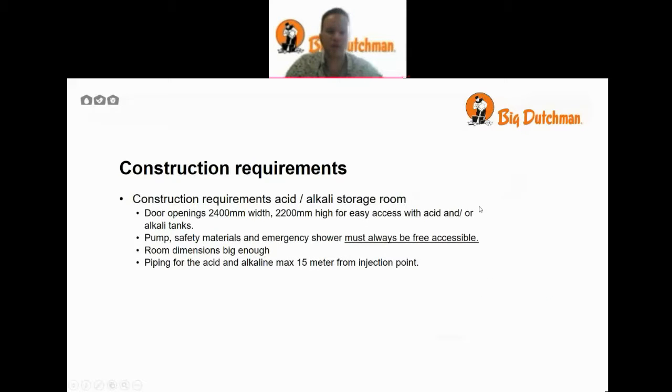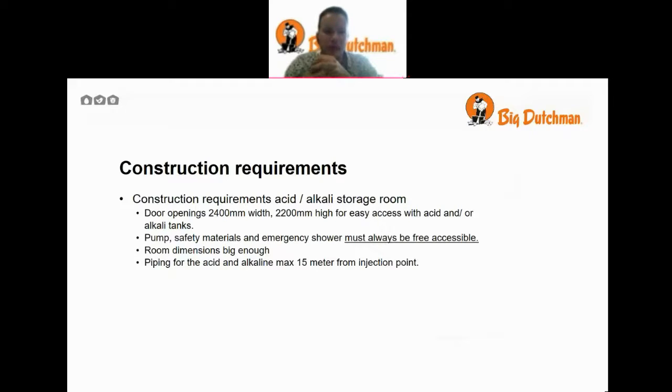Other construction requirements are for the acid and alkaline storage room. As Ron already explained, the air scrubbers need acid or alkaline, depending on if you have a chemical scrubber or a biological scrubber. Most companies use big tanks of acid or alkaline, so your door opening should be at least 2.4 meters wide and 2.2 meters high.